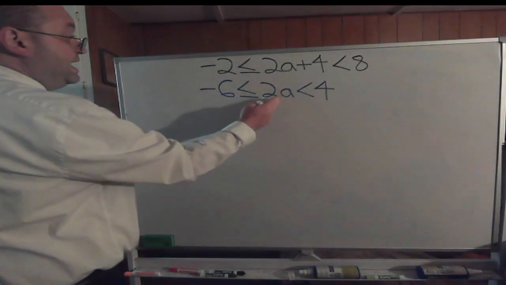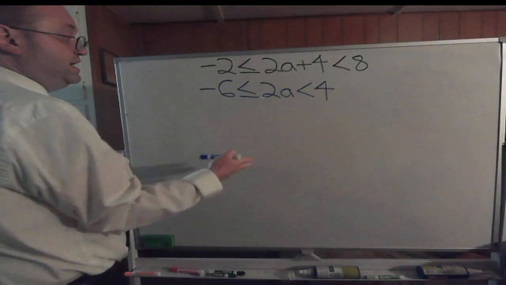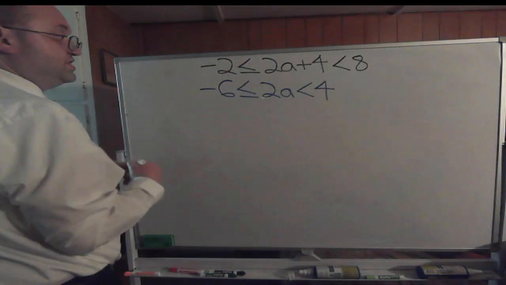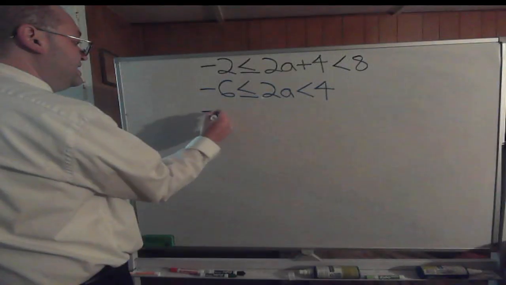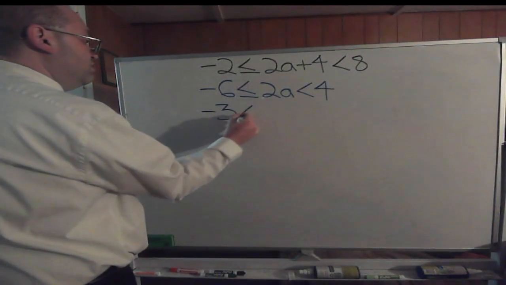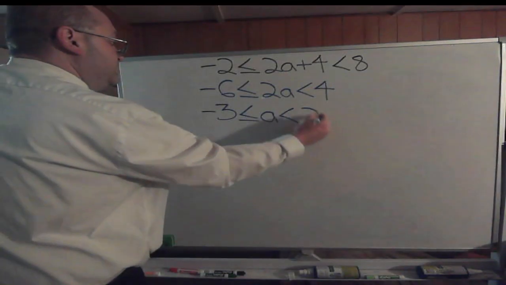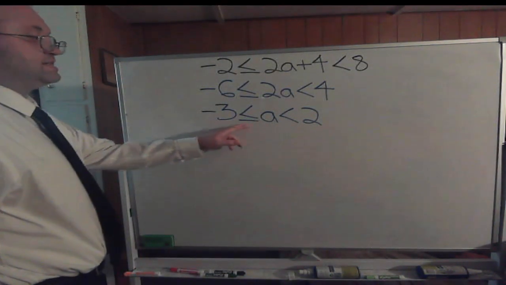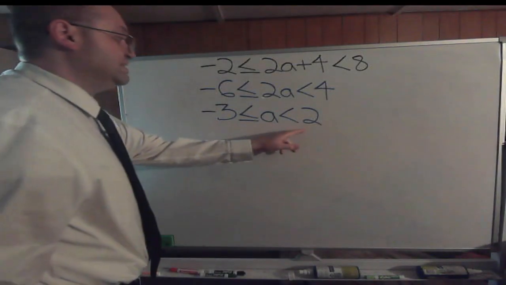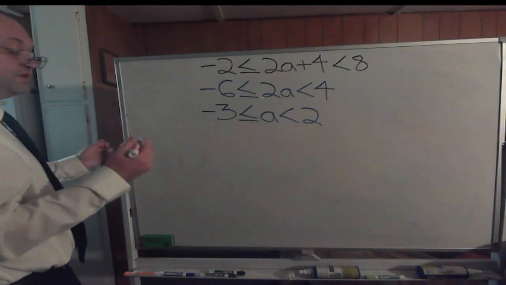However, we just want to get a by itself. Well, this also works with division and multiplication. You want to divide all the sides by 2. If I divide -6 by 2, I get -3 will be less than or equal to a, which will be less than 2. So the solution is going to be -3 is less than or equal to a, which is less than 2. And now, of course, we close it off with a nice graph.